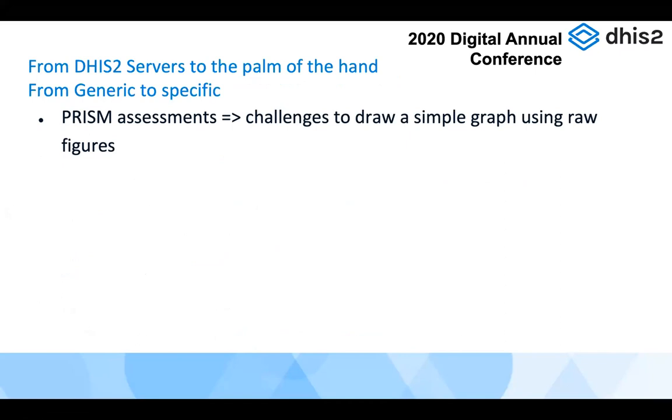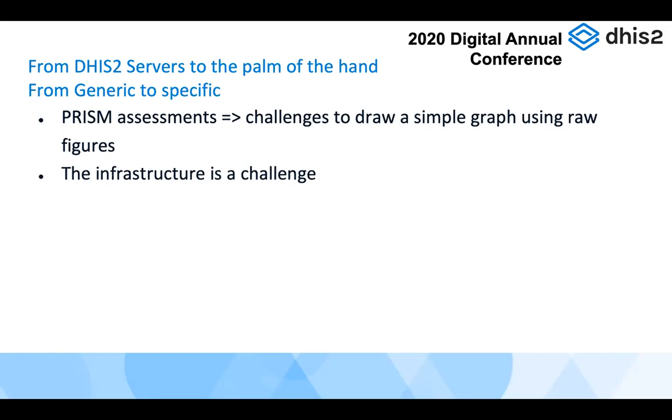We've done a lot of PRISM assessment. I don't know if you know PRISM, but it's a routine health information system assessment at the country level. And it has a tool that is called OBAT. It's a specific tool that assesses the capacity of the health staff to do some analysis and do some small exercises to actually assess their capacity in terms of doing something. And usually when we ask them to draw a simple graph using raw figures, we find that it's very challenging for them.